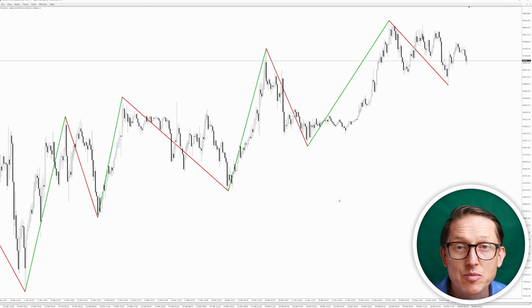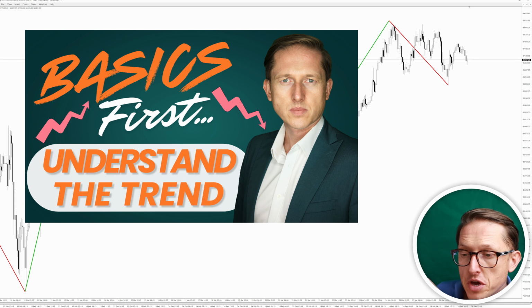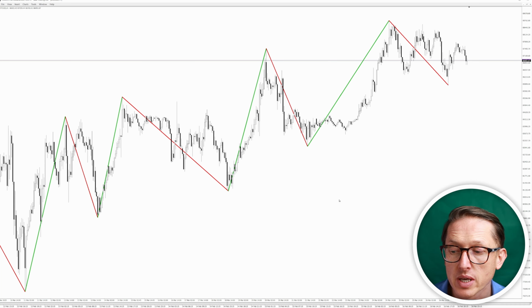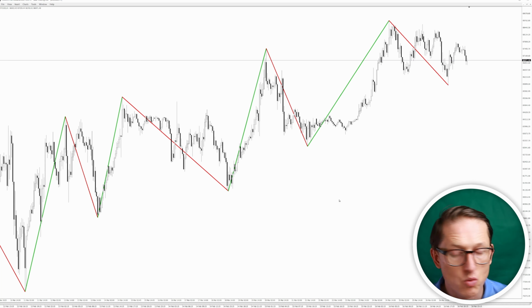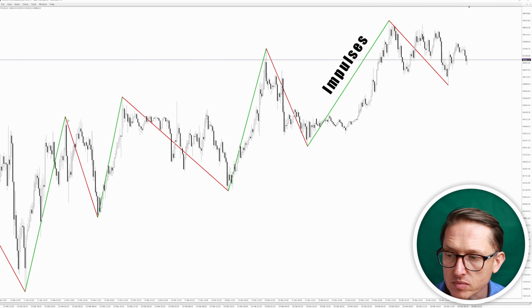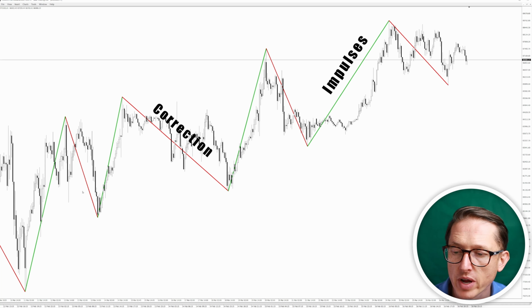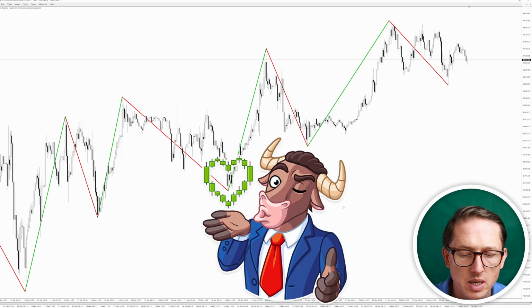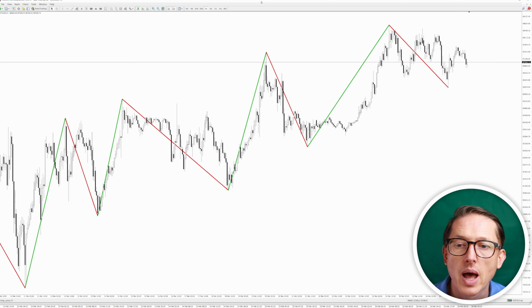I'm using the same chart as I used in the previous video. You can watch this video over here. We already marked the trend in the previous video. So we've got impulses and corrections. The red are corrections, and we can see that we have higher highs and higher lows, higher high, higher low, and so on. So that's our bullish market. And now we want to draw a trend line.